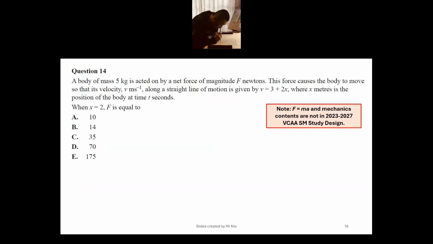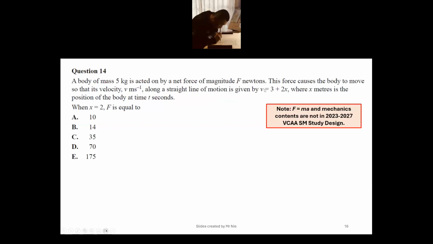By the way, question 14 is not relevant to the current study design from 2023 to 2027, but for historical purposes, I'm still explaining this a little bit briefly. So what the question says is a body of mass 5 kilograms is acted on by a net force of F newtons. Well, F equals ma, Newton's second law, is not in the current study design, but you can still get asked this kind of question.